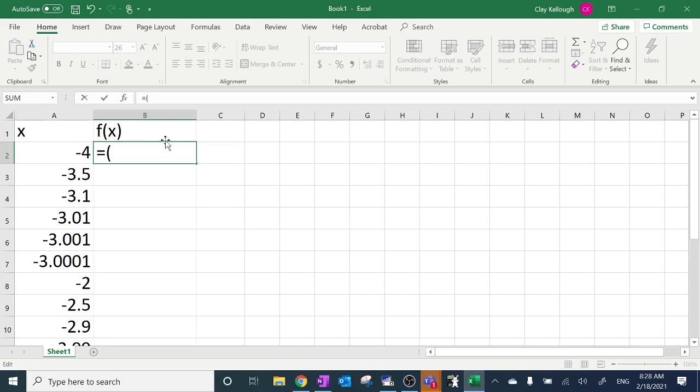If you grew up playing Battleship, that makes total sense to you. So A2, and that's being taken to the power of 3, so that's shift 6, 3. That's how you cube something. And then plus 3 times, you use an asterisk for times. Again, I need the A2 number. And minus the A2 number. And then minus 3. Oh, and I forgot the squared.